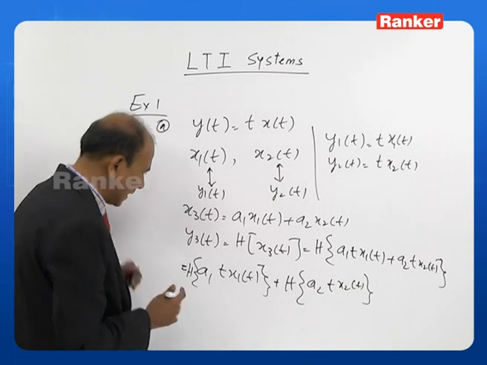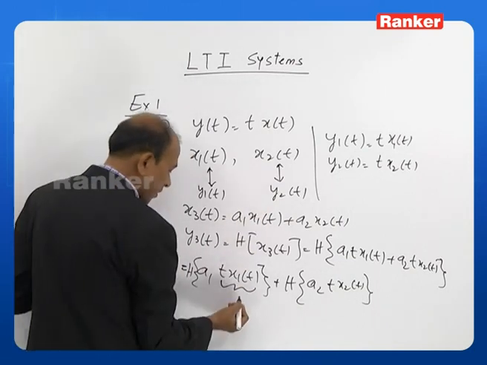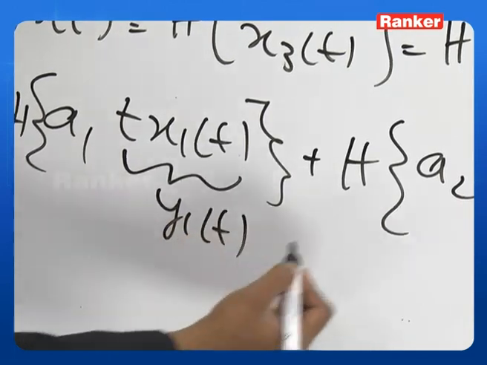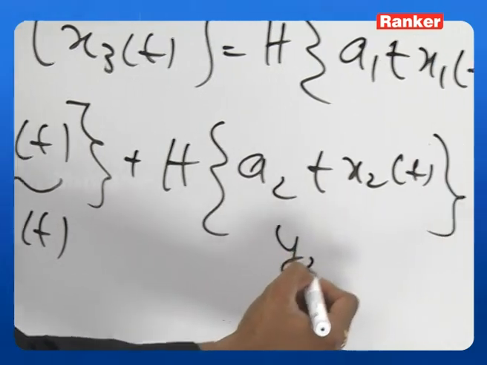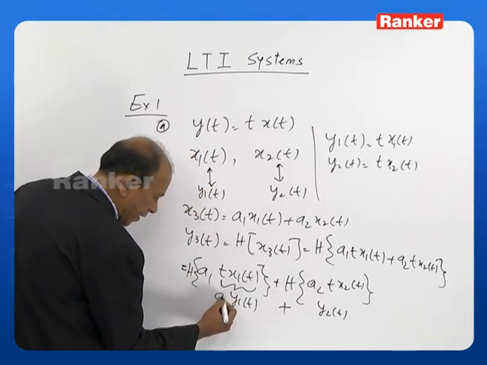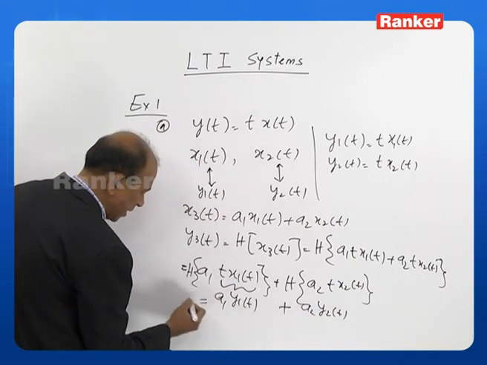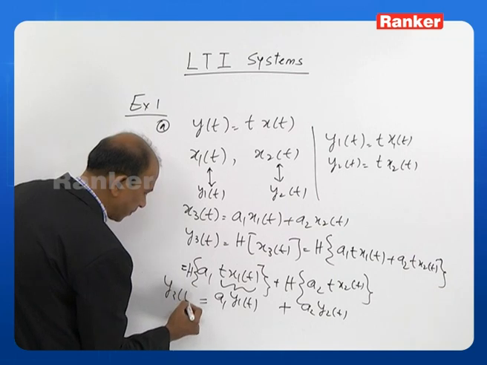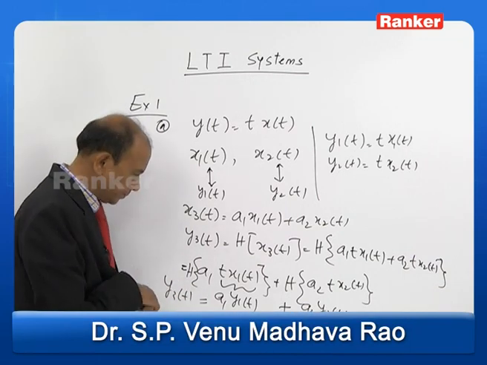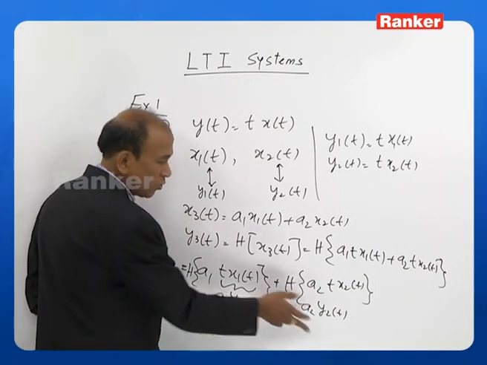Now, if you see, this is nothing but y1 scaled by a certain factor. So, this is y1 of t for us and this is y2 of t. Now, this is a summation, and this is scaled by a factor a1 and this is scaled by a factor a2. So, this is my y3 of t. Now, if you see, the output y3 of t is a1 y1 of t plus a2 y2 of t.